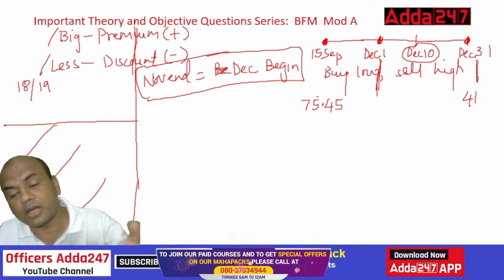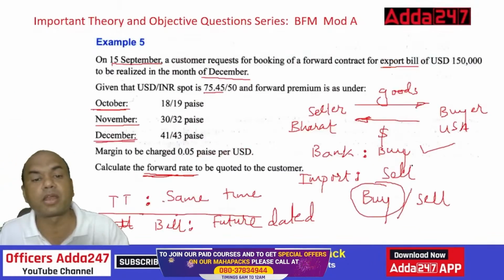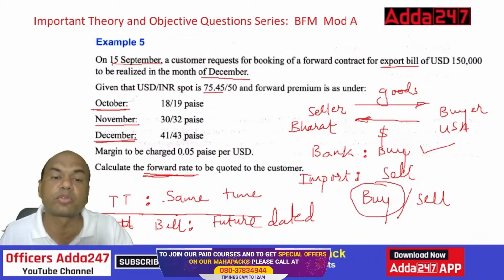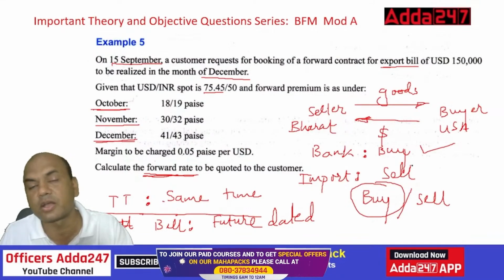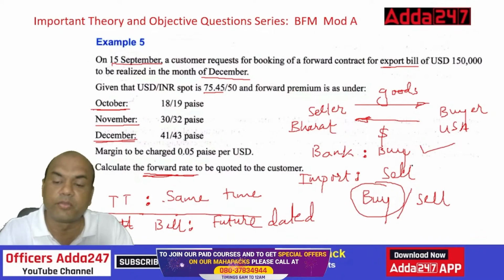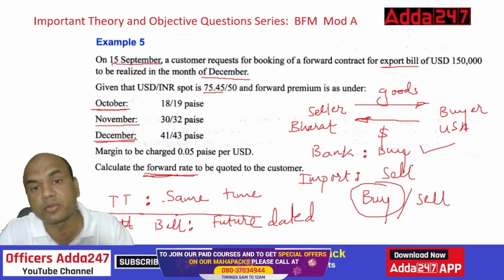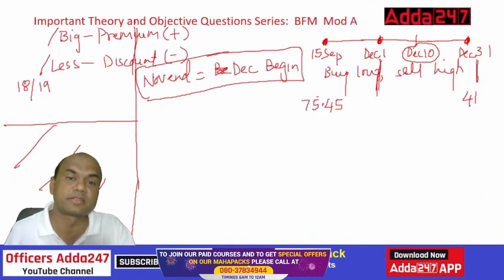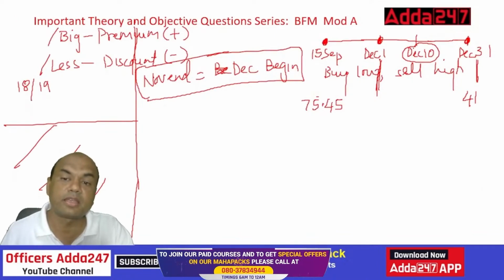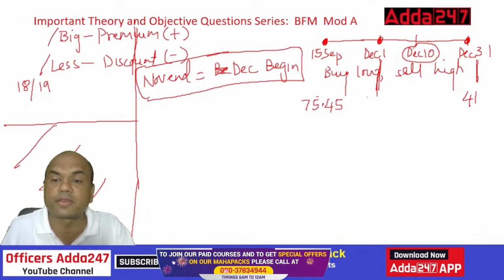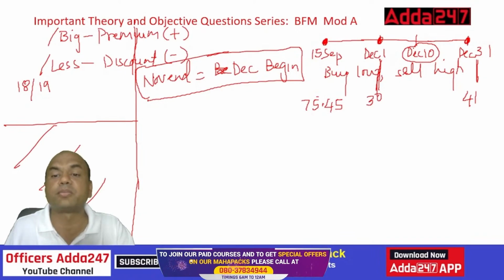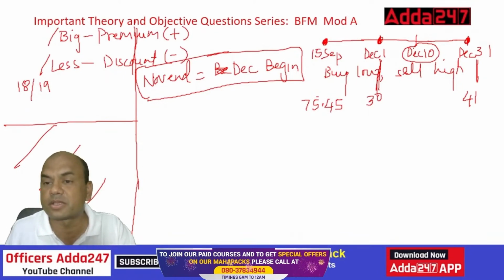What is the November end rate now? The November end rate is given as 30.32. So which one will I take? 30 or 32? Everyone, be fast. I'll take 30, the left side. So it's always buy. Now I've got both the rates, December 1 and December 31.